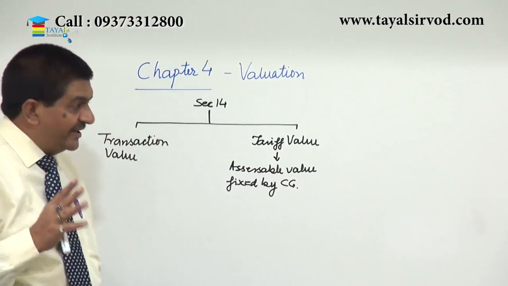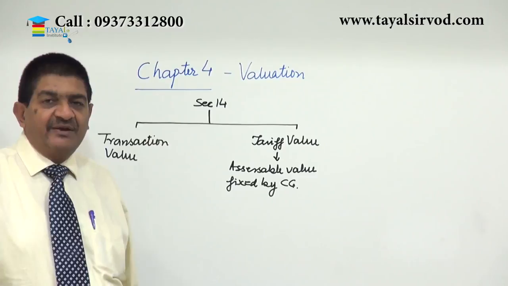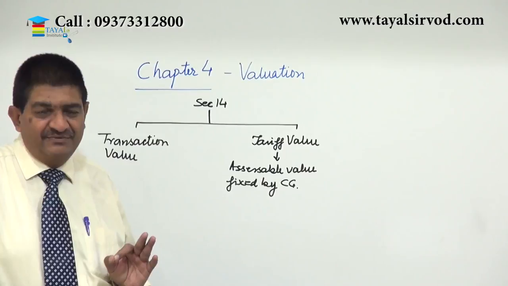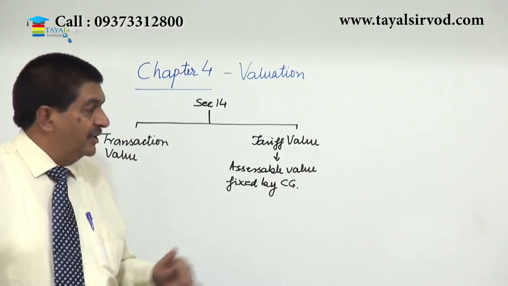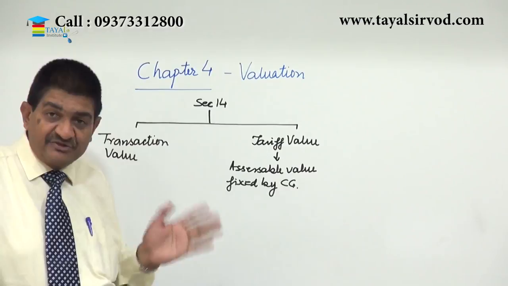And then if this is the case, whatever we are going to study in the chapter becomes literally irrelevant. Why? Because we are going to decide how to compute the assessable value, and the assessable value is already fixed by the government, right? So this is one case where nothing much has to be done.